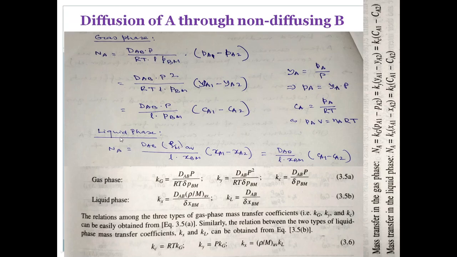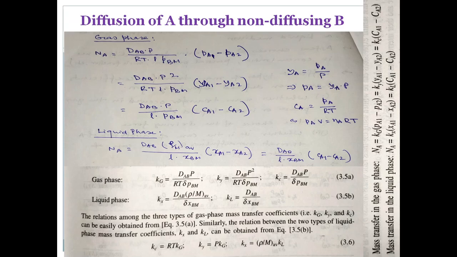Okay, and for liquid phase, NA is DAB rho by M average L xBM into x1 minus x2, that is equal to DAB by L xBM into CA1 minus CA2. If you just cross check the calculations we have made, you will see that in molecular diffusion all these things we have calculated.